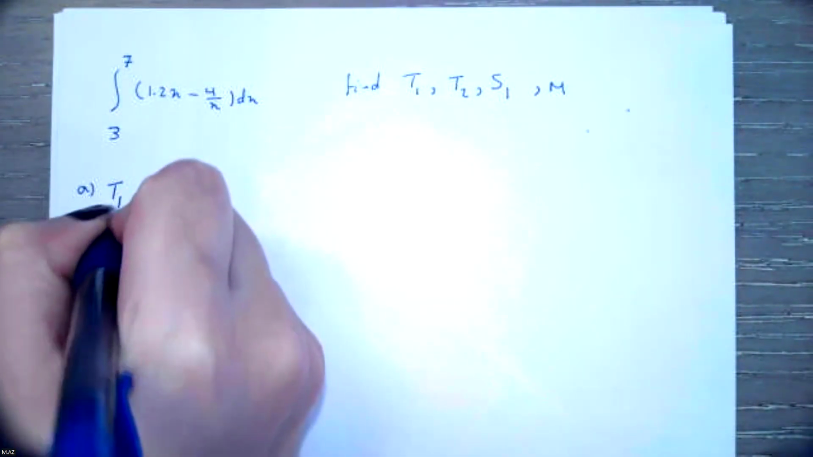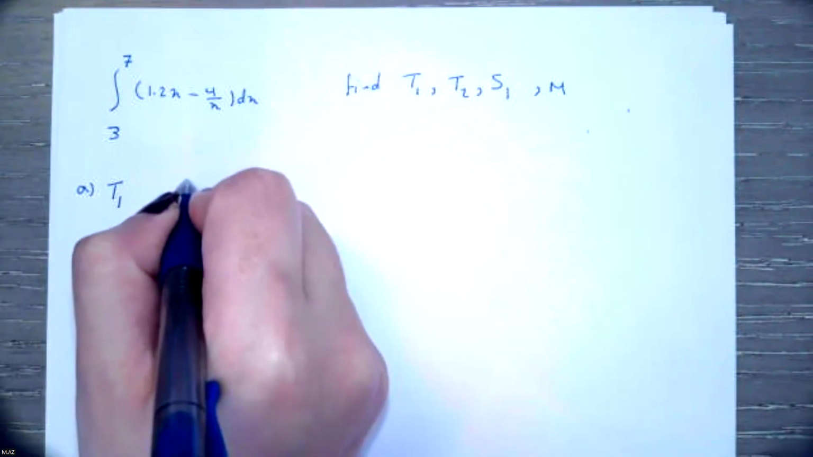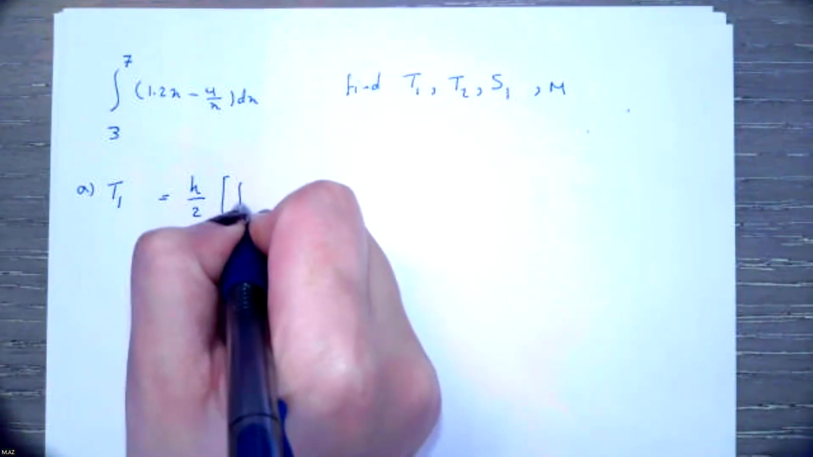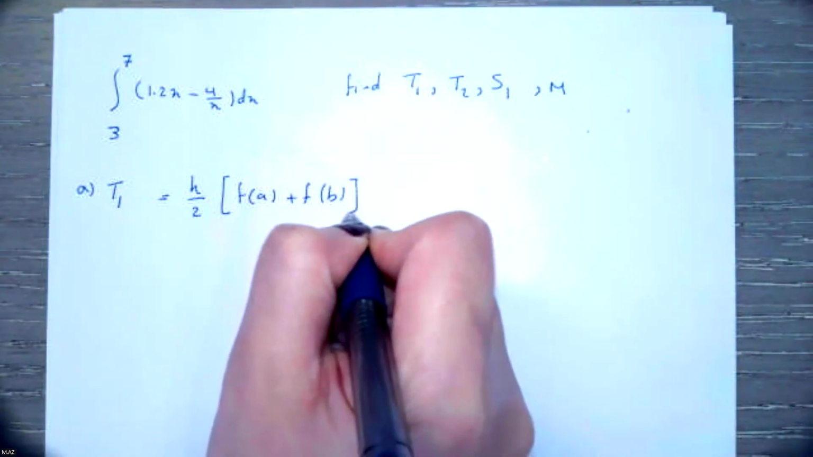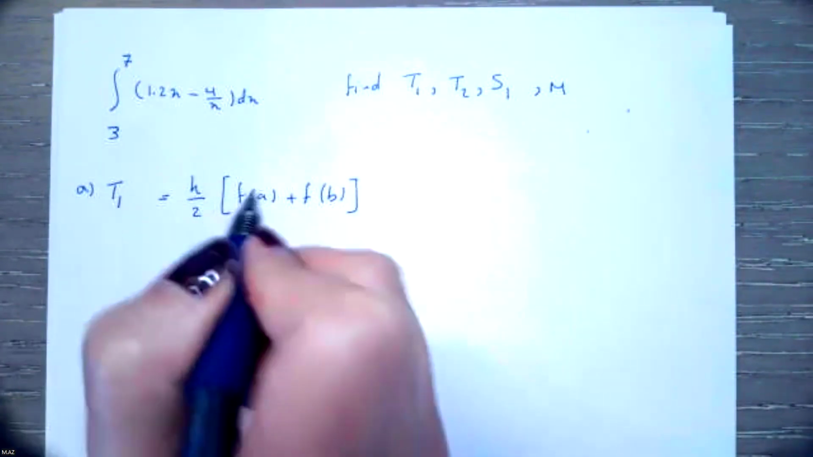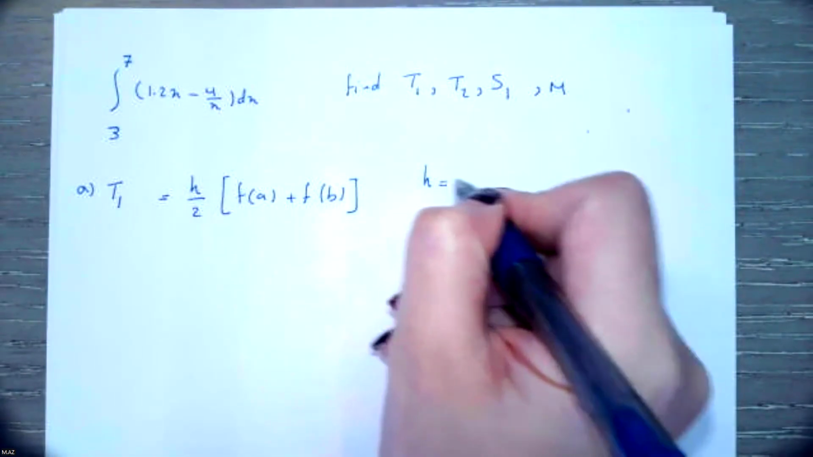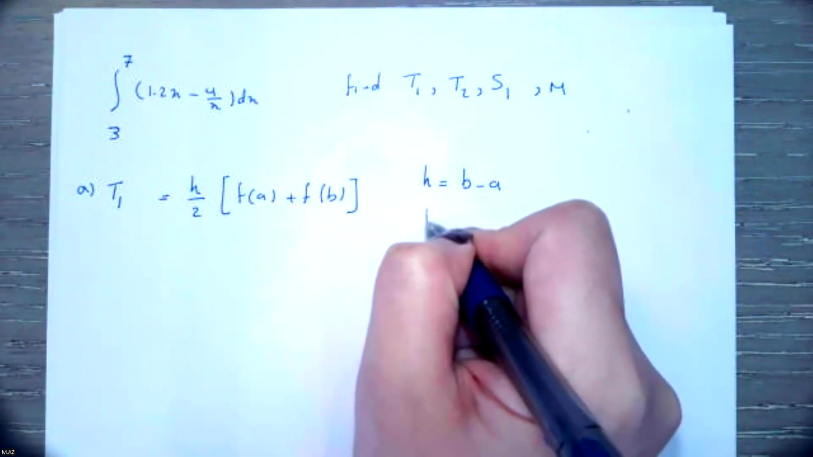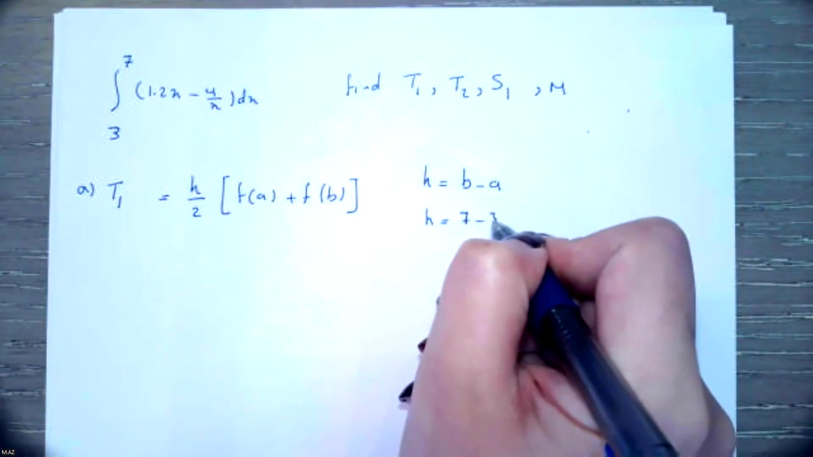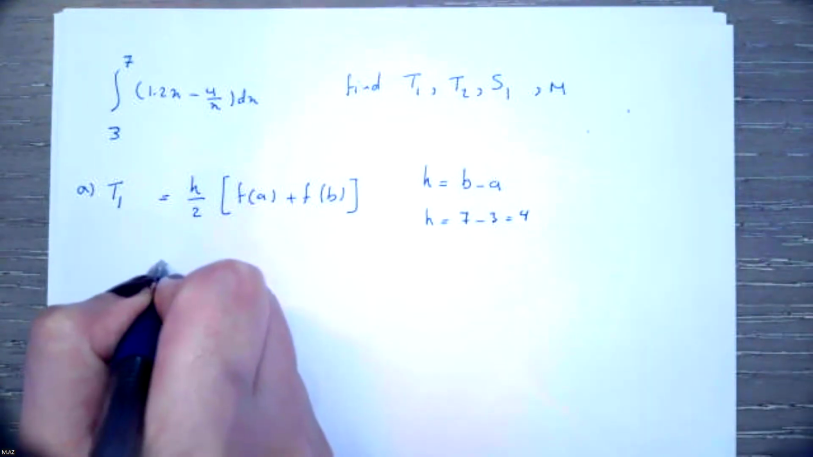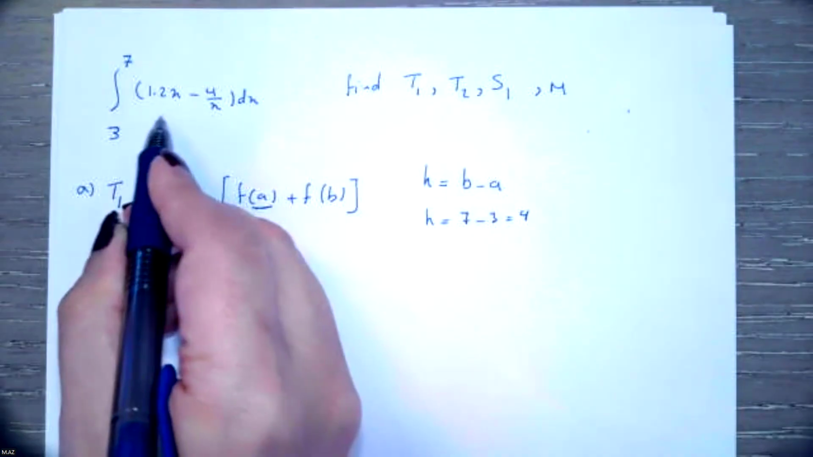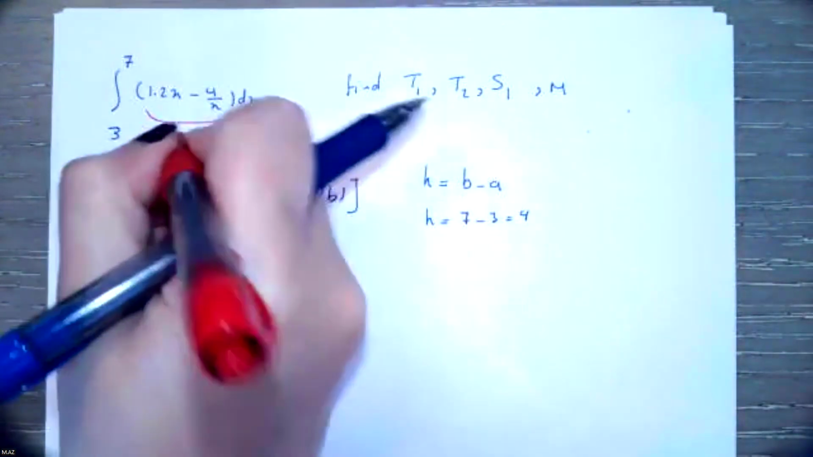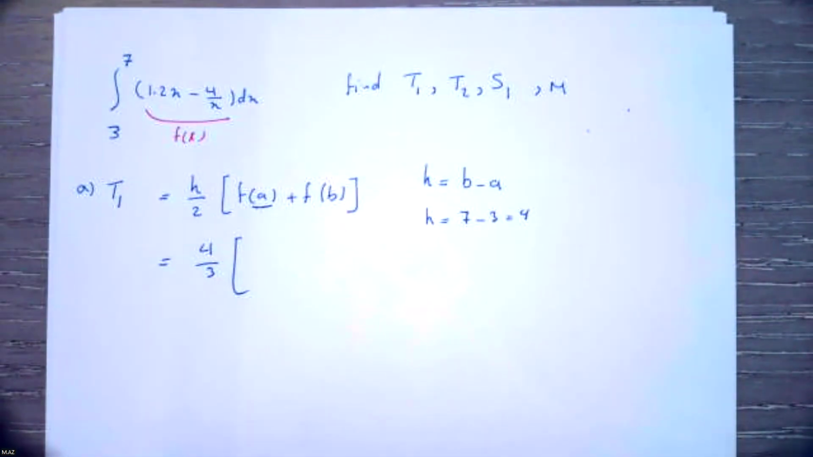For part A, for the trapezoid with one panel, the equation is half of h times the value of the function at A plus the value of the function at point B. For the trapezoid with a single panel, h is defined by B minus A. For this problem, we have 7 minus 3 equal 4. Now we have to evaluate f of x at these 2 points.